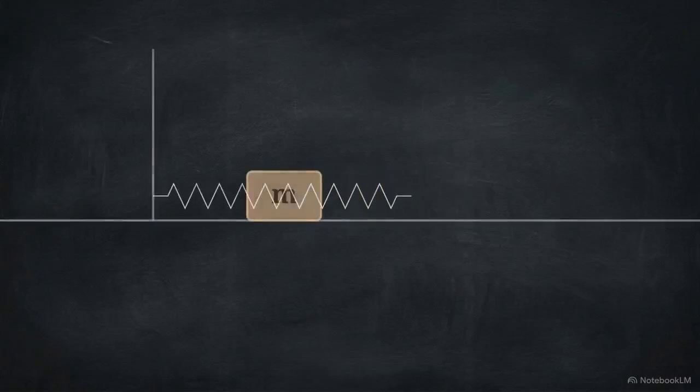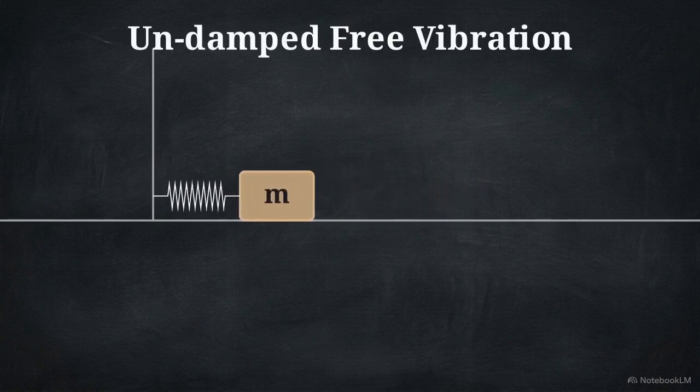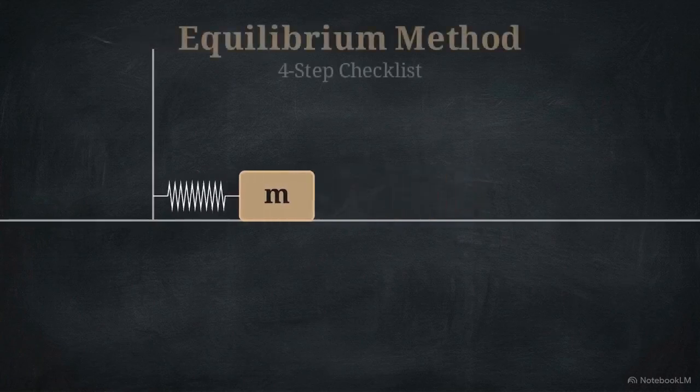If our block slides on a perfectly smooth surface with no friction or air resistance to slow it down, it will bounce back and forth forever. This is what we call undamped free vibration. To map this endless bouncing, we use a 4-step checklist called the equilibrium method.